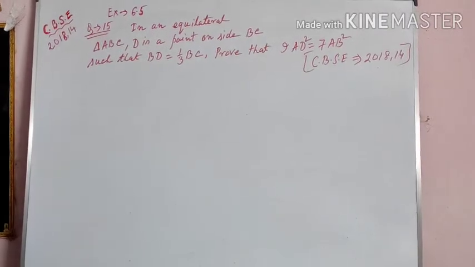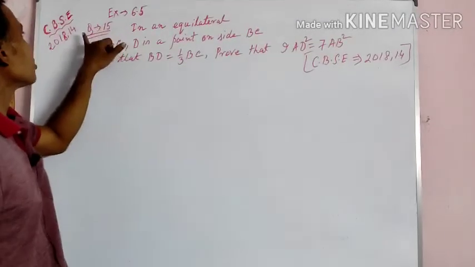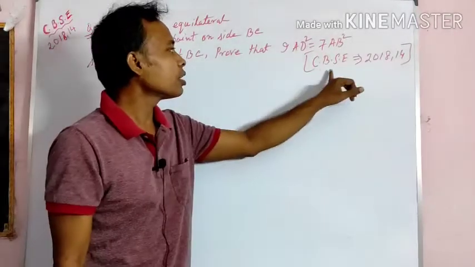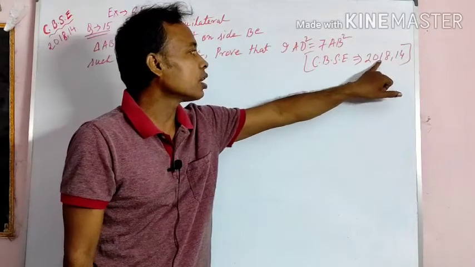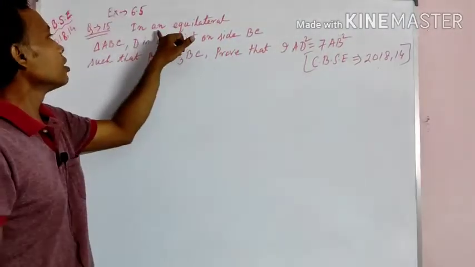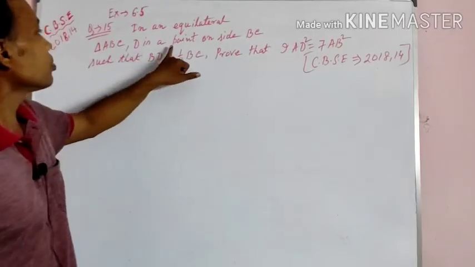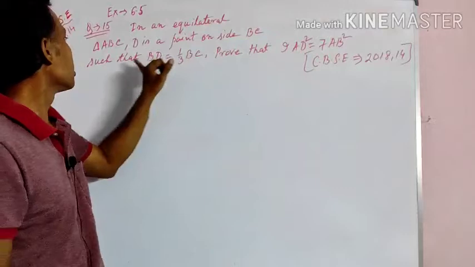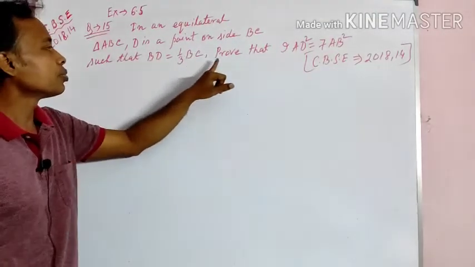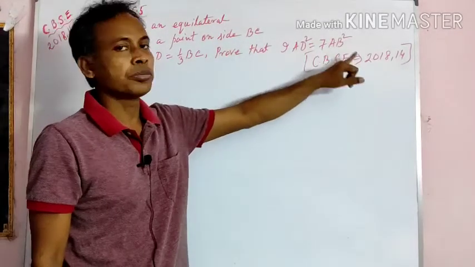CBSE class 10 exercise 6.5 question number 15. This question has come from CBSE in the year 2018 and 14. So the question is: in an equilateral triangle ABC, D is a point on the side BC such that BD is equal to 1/3 BC. Prove that 9AD square is equal to 7AB square.